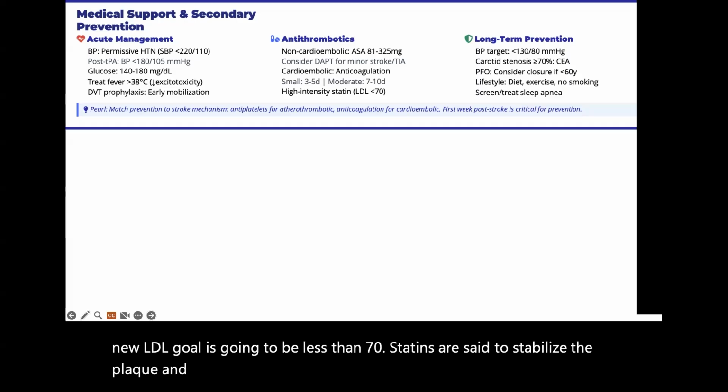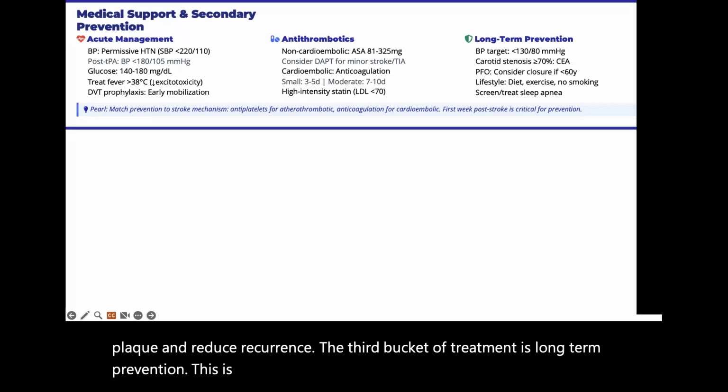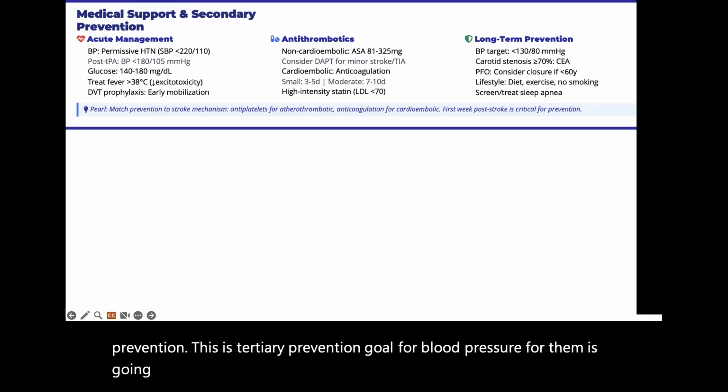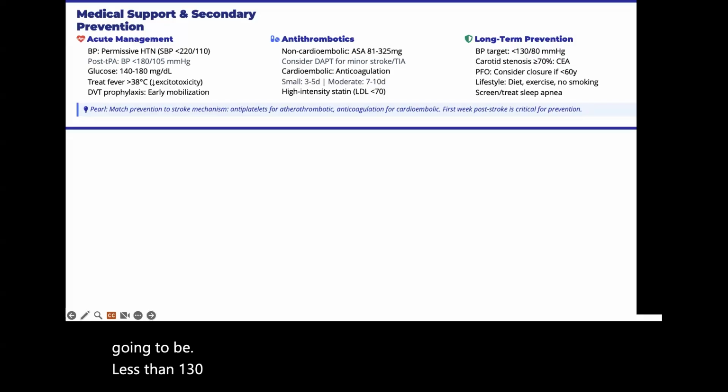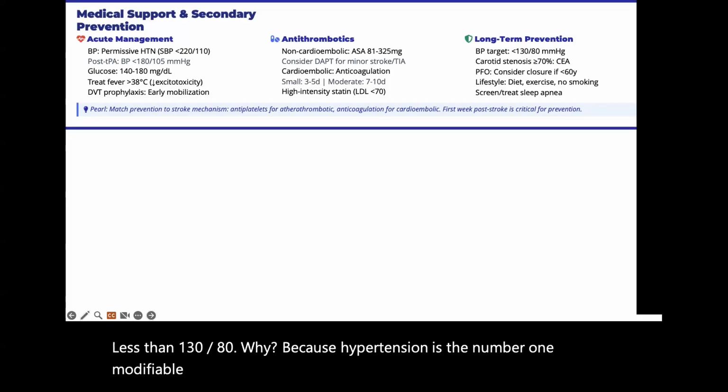The third bucket of treatment is long-term prevention. This is tertiary prevention. Your goal for blood pressure for them is going to be less than 130 over 80. Why? Because hypertension is the number one modifiable risk factor. Carotid artery stenosis, greater than 70%. They may need a carotid endarterectomy.